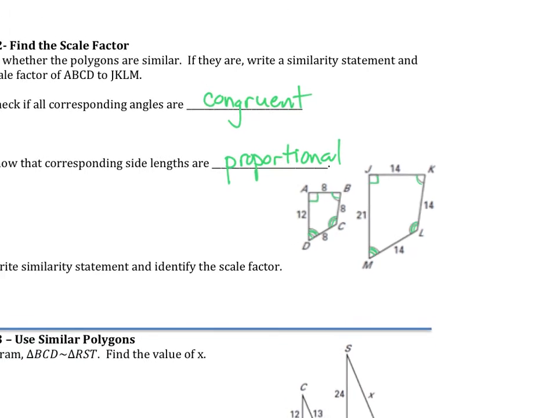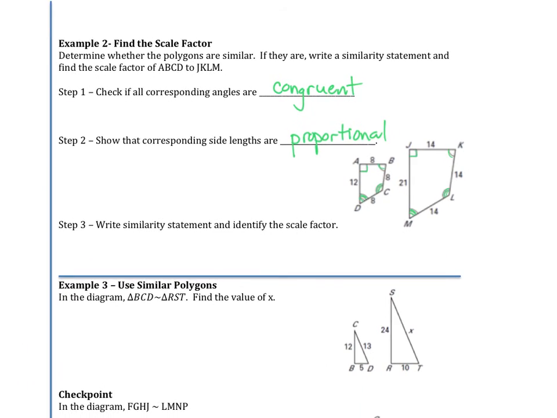Okay, so let's look at the two smallest sides. The smallest sides in the one on the left are 8, and the smallest sides in the shape on the right are 14. So we would set up our ratios. We would have 8 over 14, 8 over 14, and 8 over 14.